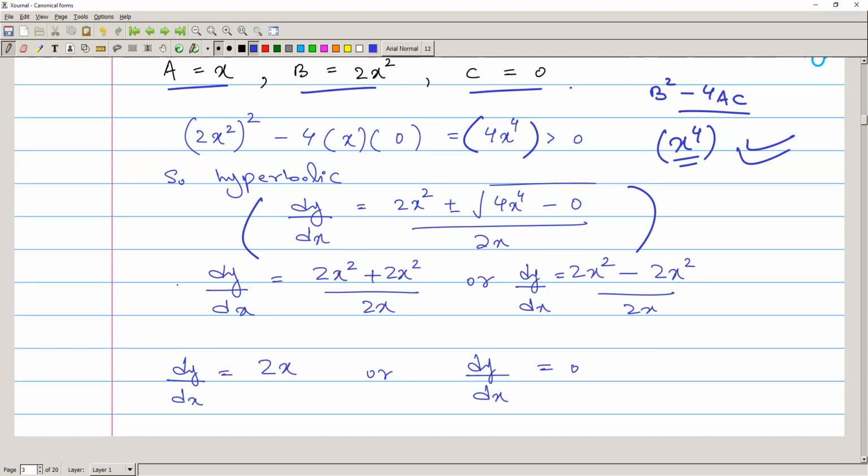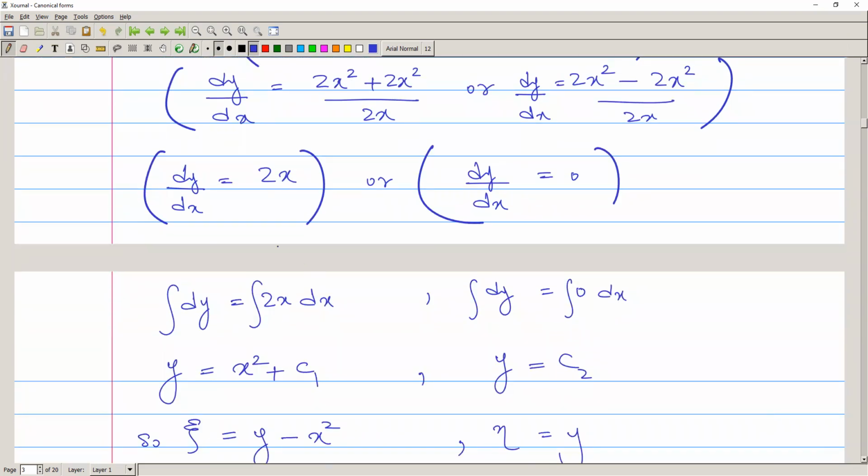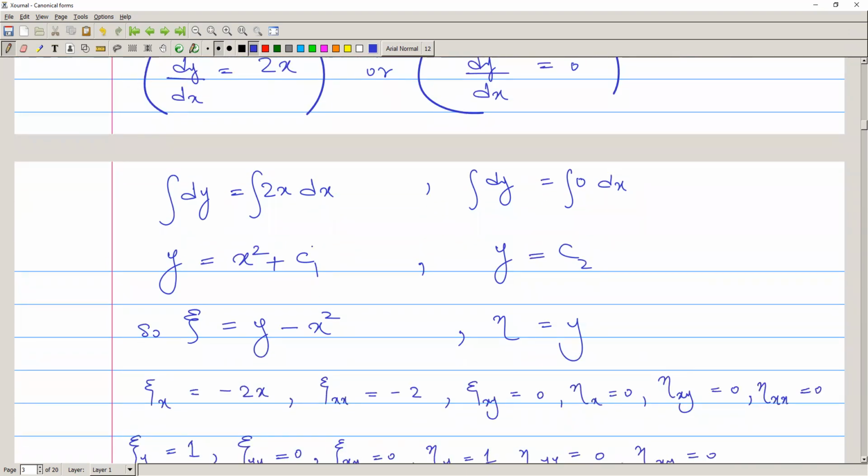We applied the formula and we found the two curves, right? So two independent curves. So we can integrate because it's separable, easily integrable. What we get is y equals x squared plus c1 and y equals c2.